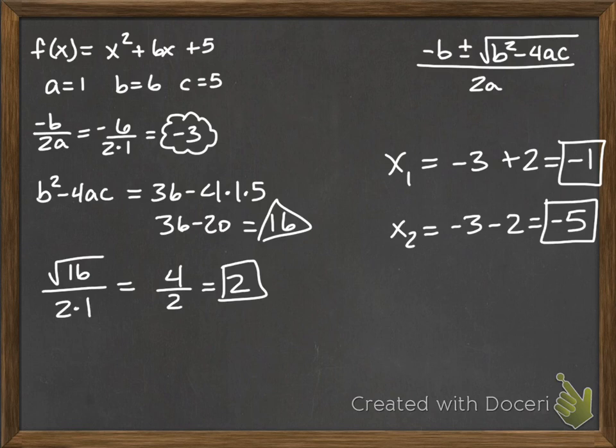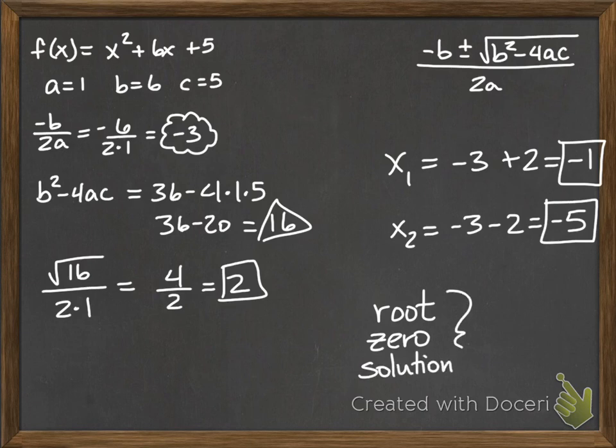These we call our roots, we call our zeros, and we call our solutions. Roots, zeros, and solutions are the same thing. And this is all where the graph crosses or touches the x-axis. On the test, you can see all three of those. They just mean the same thing. We're just solving for x.